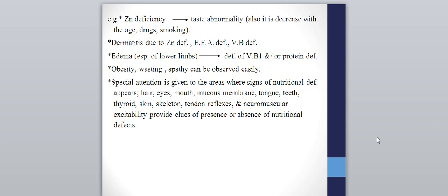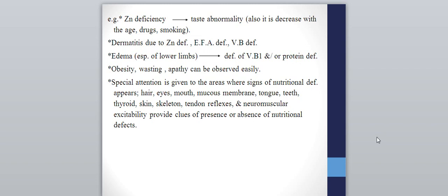And we have to look at the eyes. In the eyes, there may be Bitot's spots as in vitamin A deficiency, or xerophthalmia, or sometimes just night blindness. The mouth, for cheilosis, angular stomatitis, the mucous membrane, and the tongue as well. The teeth, for dental caries, and the thyroid gland. We have to check for evidence of hypothyroidism and hyperthyroidism.